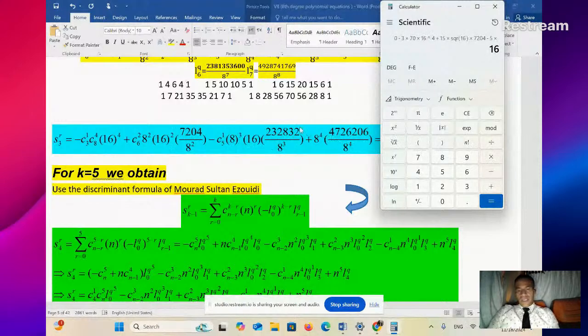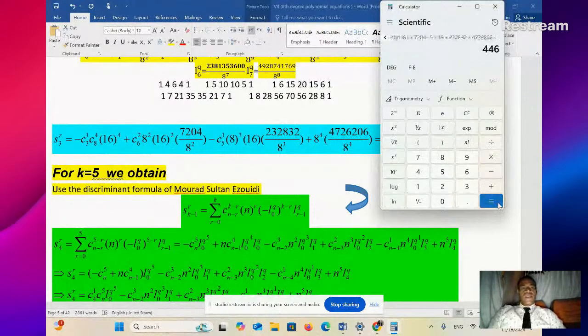Okay, times 252,000. Then plus 8 raised to the power 4 divided by 8 raised to the power 4. It will be cancelled. I'll just write plus 4,726,206. This one, learners, has to be equal to what?